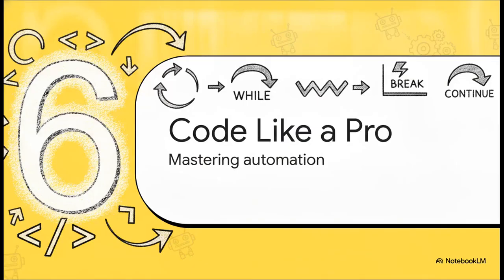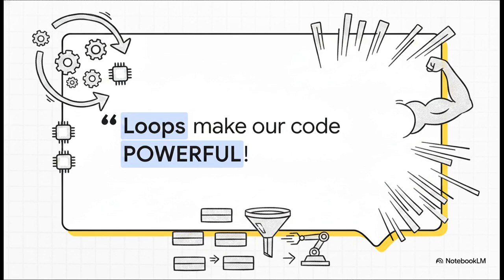Finally, Section 6, Code Like a Pro. We've seen how combining the predictable for loop, the dynamic while loop, and these flow control switches gives you absolute mastery. I absolutely love this quote from our source material today: Loops make our code powerful. And they really, truly do.